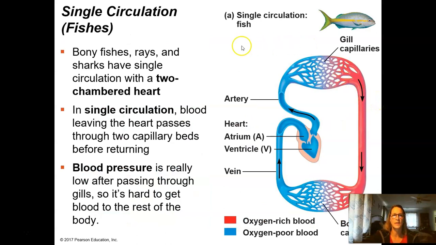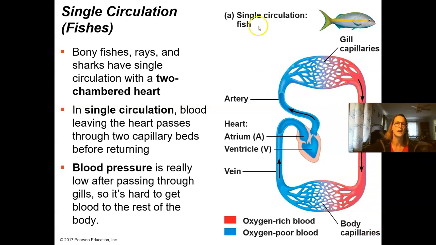Okay, so we're going to talk about the difference between single circulation and double circulation. Single circulation is more simple. Let me move this so you can see the arrows and everything. And it is basically, I'm not sure if it occurs in anything other than fishes. So fishes don't have lungs, but they do have gills. Bony fishes, rays, and sharks have a single circulation with a two-chambered heart, sort of like in the image I was showing you before. Here's the two-chambered heart, here is the atrium, and here's the ventricle, and the blood is going to be pumped out of the ventricle.